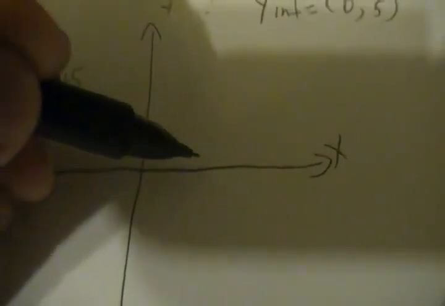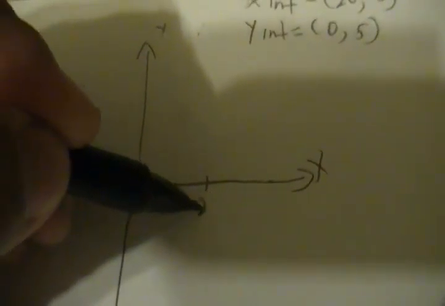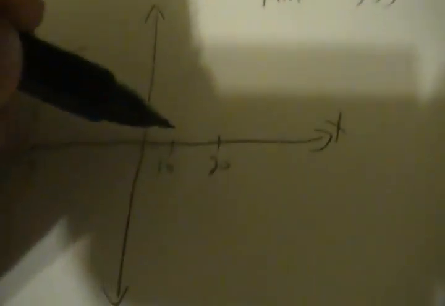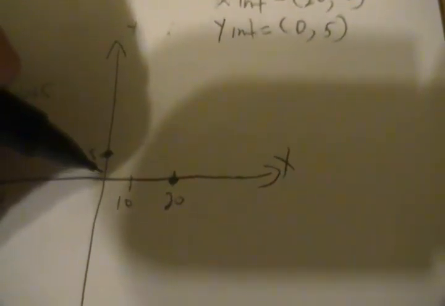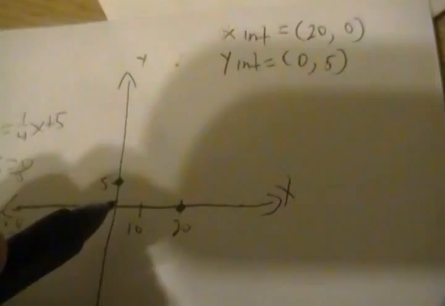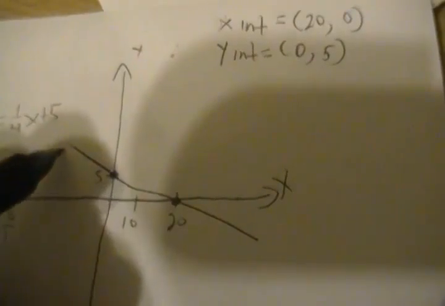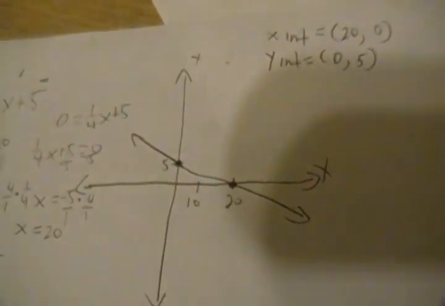So what we do is plot these points. Let's just give an estimate. Let's say that this is going to be 10, this is going to be 20. So it's going to be 20, 0. So we plot the point there, and the y-intercept is 0, 5. So let's just say that this is 5. So this is 0, 5. Since we got two points, we can make a rough line like that. So you just find the two intercepts, and you can find what the line will be.